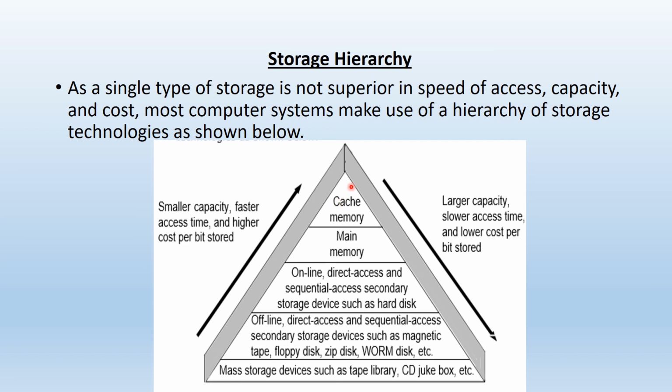So over here we have a breakdown. For example, you have the cache memory, the main memory, online direct access and sequential access secondary storage devices such as hard disk, offline direct access and sequential access secondary storage devices such as magnetic film tape, floppy disk, zip disk, worm disk, etc. And the last one, mass storage devices such as tape library, CD jukebox, etc. So this is the storage hierarchy.